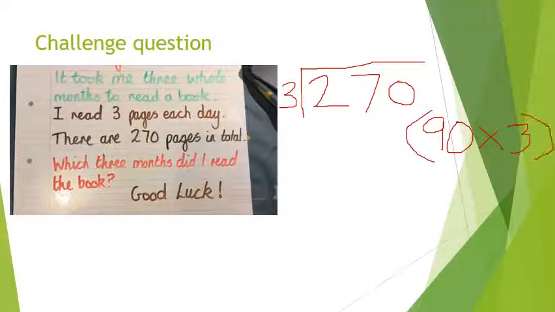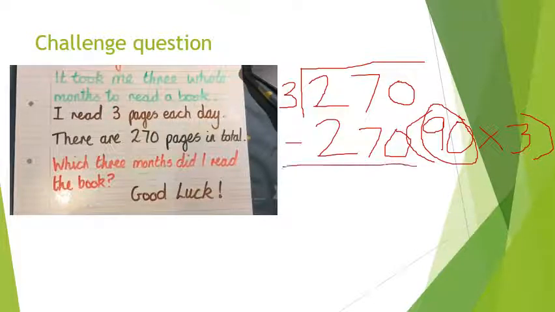So if I then circle my 90, and I'm going to put 270 here, and then I'm going to subtract this, I end up with 0, and I mustn't forget to put my answer on the top. So the number of days in total is going to be 90, so well done if you got that correct answer, but that wasn't the question. The question was asking me which 3 months did I read the book. So it needs to add to a total of 90.